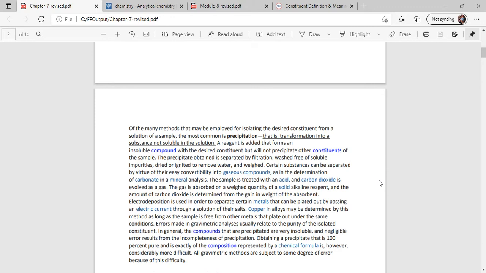The gas is being absorbed on a weighed quantity of a solid alkaline reagent, and the amount of carbon dioxide is determined from the gain in weight of your absorbent.